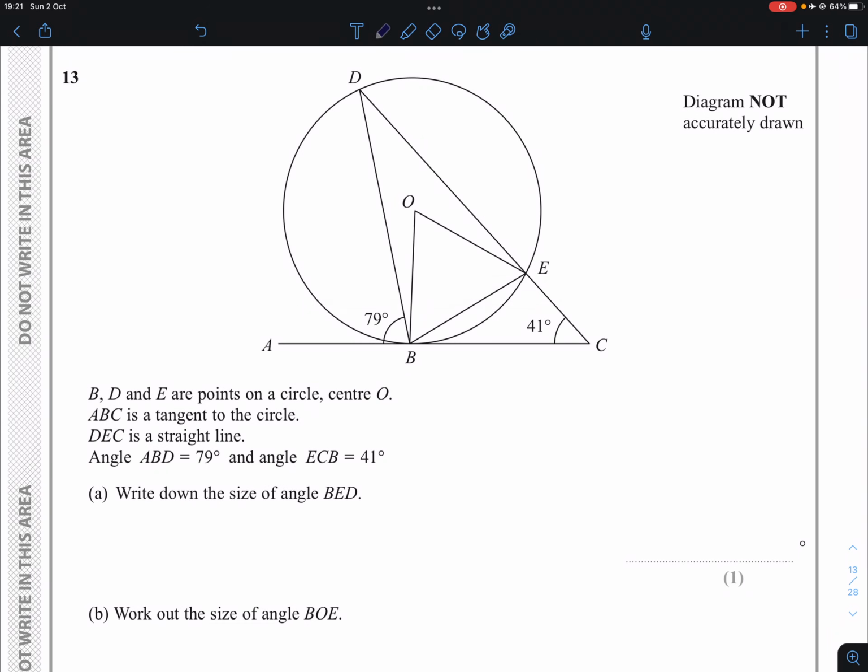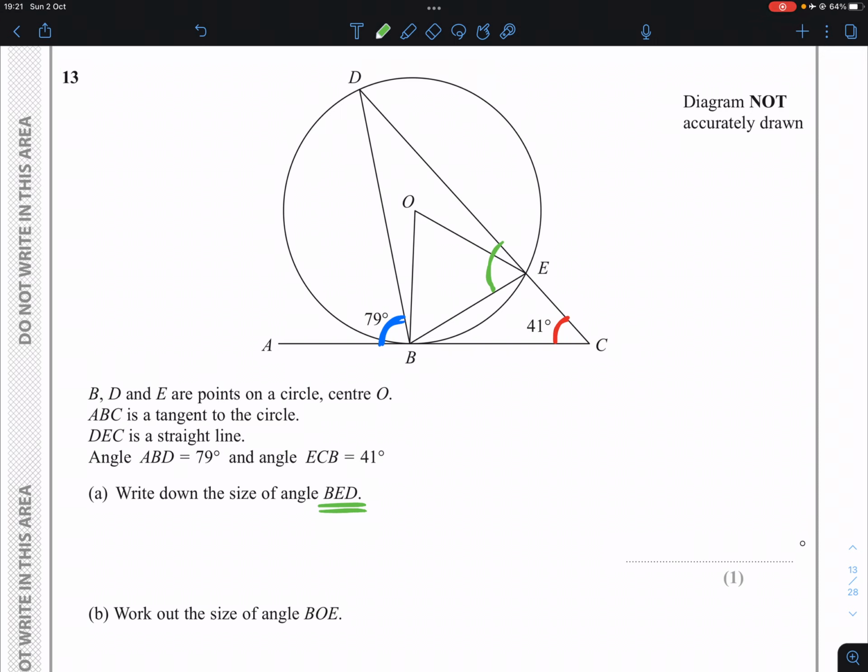So we have been given the angle 79 degrees here between our tangent and this BD chord. We have been given 41 degrees in between this tangent and DC, and of course we have other shapes involved in this question. We have an isosceles triangle coming from the center O. We have another line here given by BE, and the question is asking us to write down the size of angle BED. So B to E to D means that we are interested in this angle here.